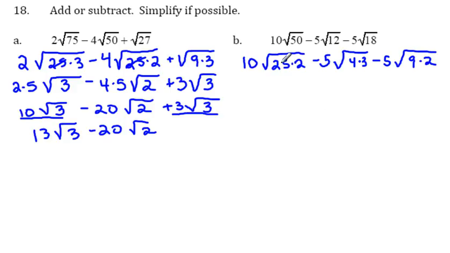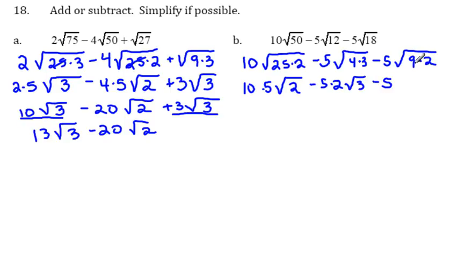Okay, so now I'm going to go in and take the square roots that I can. I can take the square root of 25, it's 5. So I have 10 times 5 times the square root of 2. I can take the square root of 4, it's 2, so that comes out 5 times 2 times the square root of 3 minus 5.